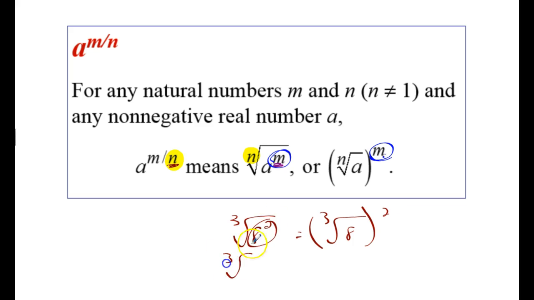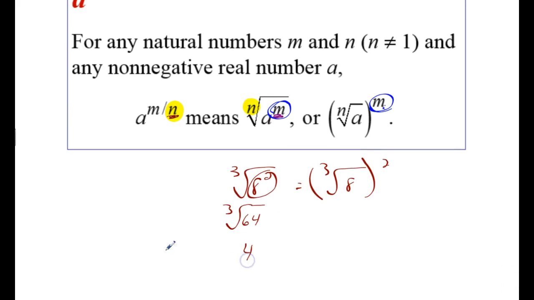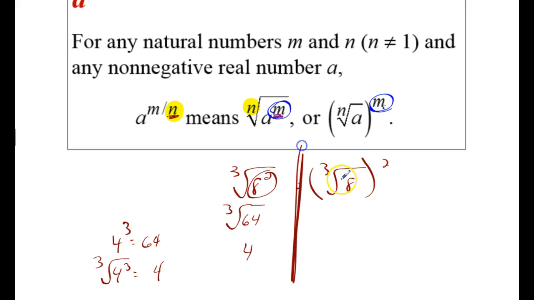So the cube root of 8 squared is 64, and what number times itself is 64? Well, that's 4, because 4 cubed really is 64. Then if I take the cube root of 4 cubed, that should give me back 4. And then over on this side, this says let's take the cube root of 8 first, working inside the parentheses. So the cube root of 8 is 2, and 2 squared is 4.